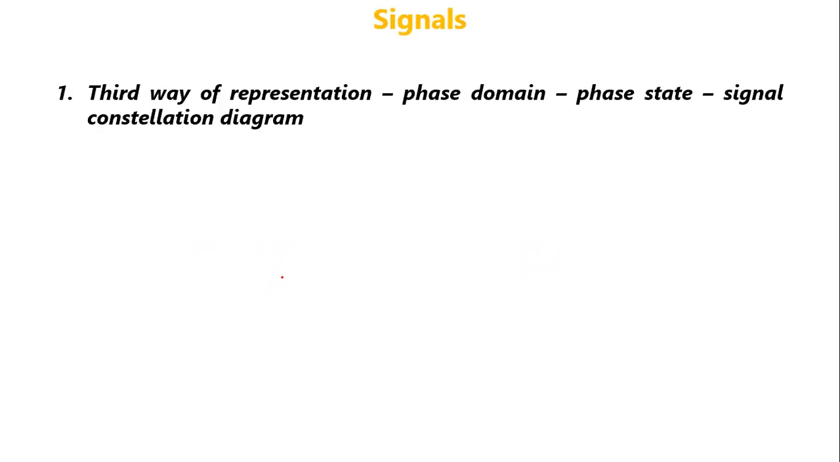And the third way of representing the signal is in the phase domain. The signal represented in the phase domain is also called phase state, and the diagram used to represent it is otherwise called a signal constellation diagram. So let us see the diagram first.